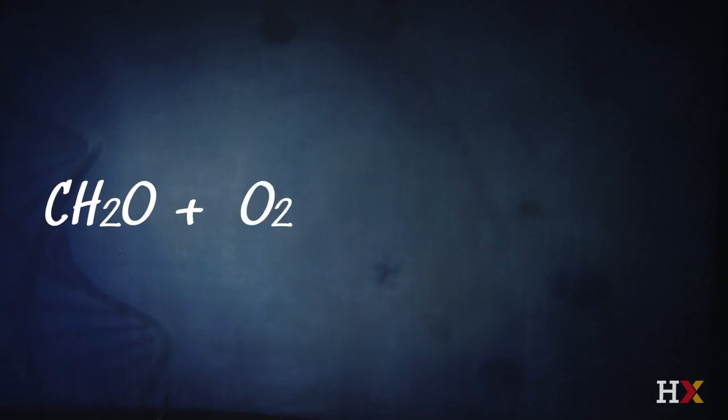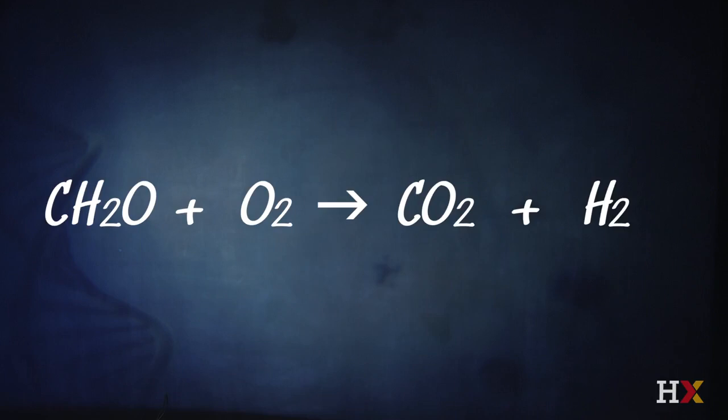is a redox reaction. And we'll take formaldehyde, CH2O, we'll react that with oxygen, and we know what comes out. CO2 and water are the most thermodynamically stable products, and those indeed are the two products.